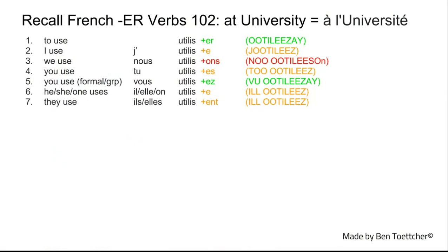So here's a summary of that, just to show you. I want you to think of the traffic light system for ER verbs. Utiliser, j'utilise, nous utilisons. Tu utilises, vous utilisez, il utilise.